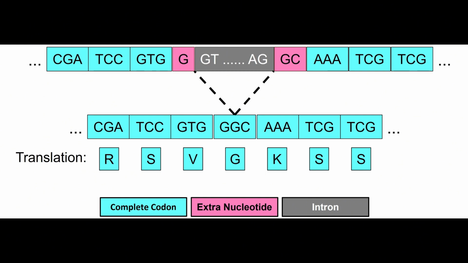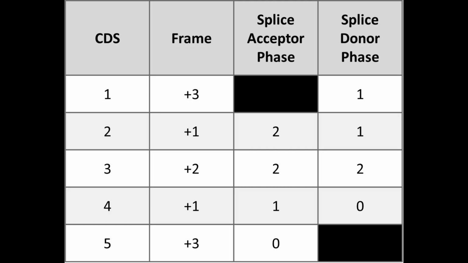Collectively, our analysis suggests that CDS1 ends at 19,150,857 with a phase 1 splice donor site, and CDS2 begins at 19,150,984 with a phase 2 splice acceptor site. The same annotation strategy can be used to determine the phases for the remaining splice donor and splice acceptor sites between CDS2 and CDS3, CDS3 and CDS4, and CDS4 and CDS5.